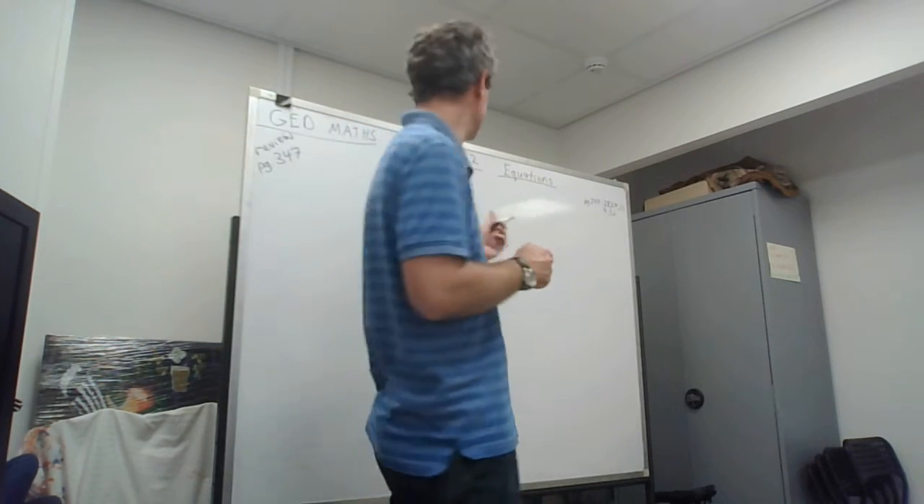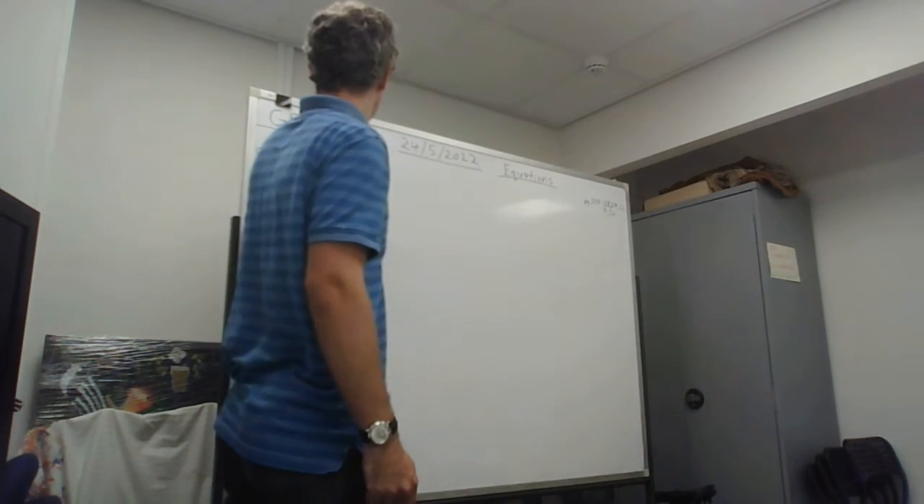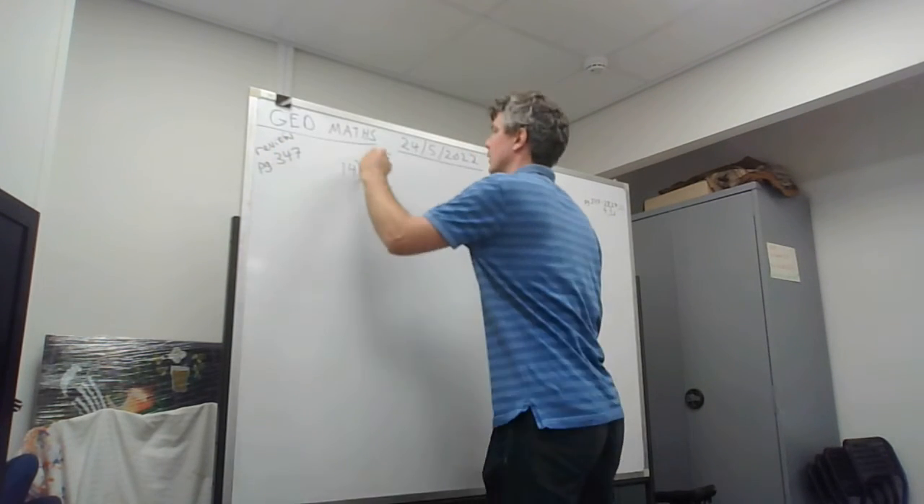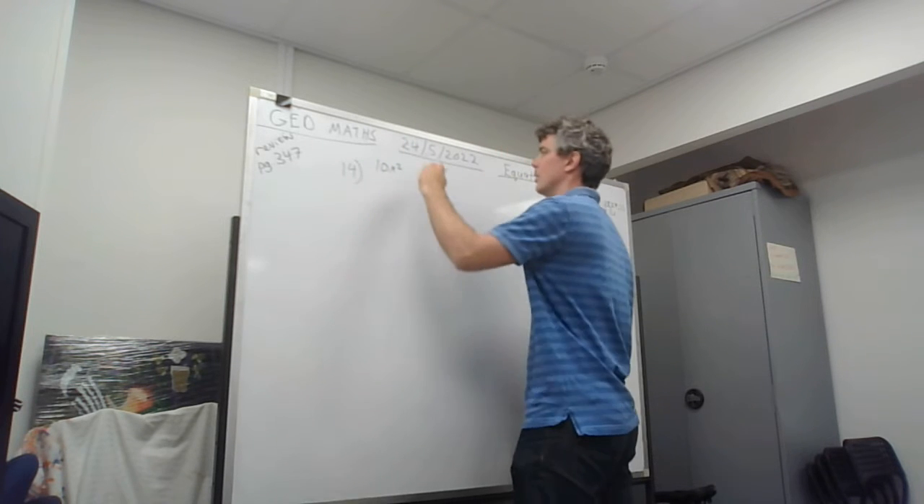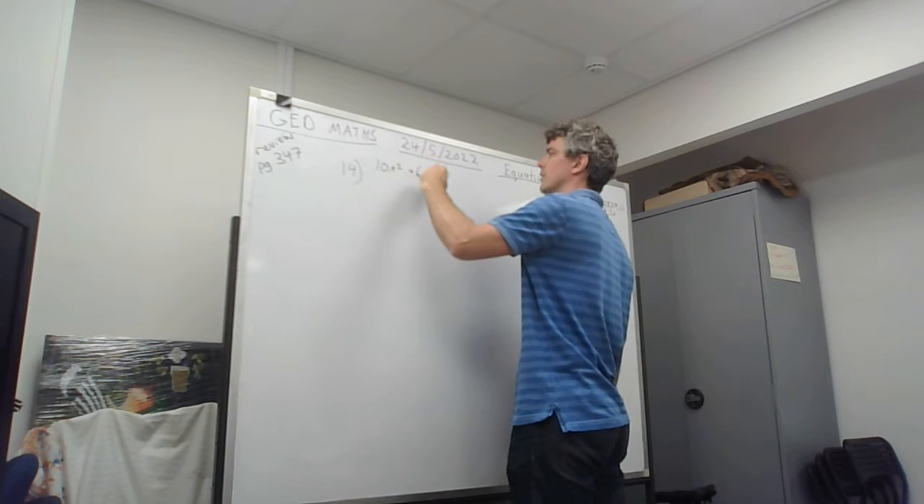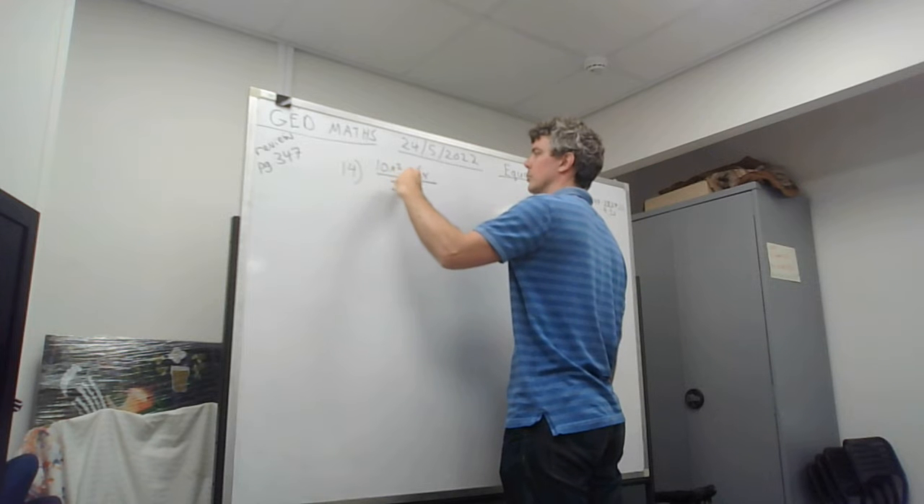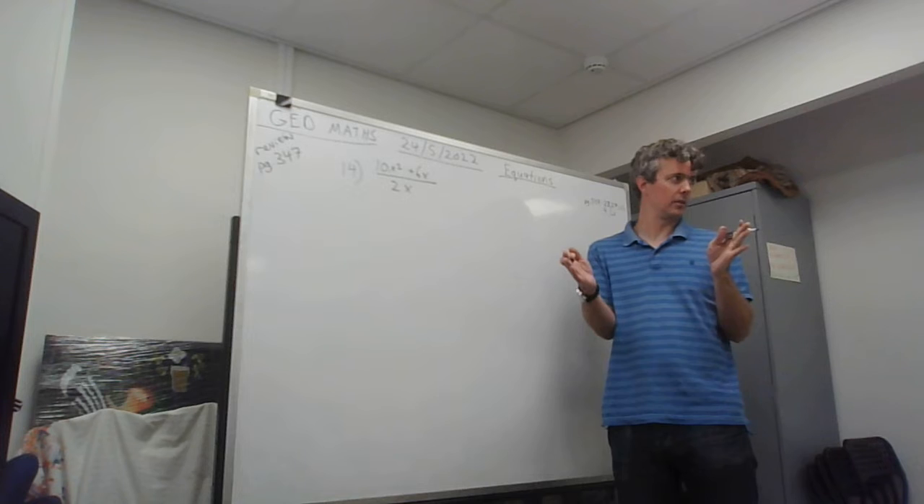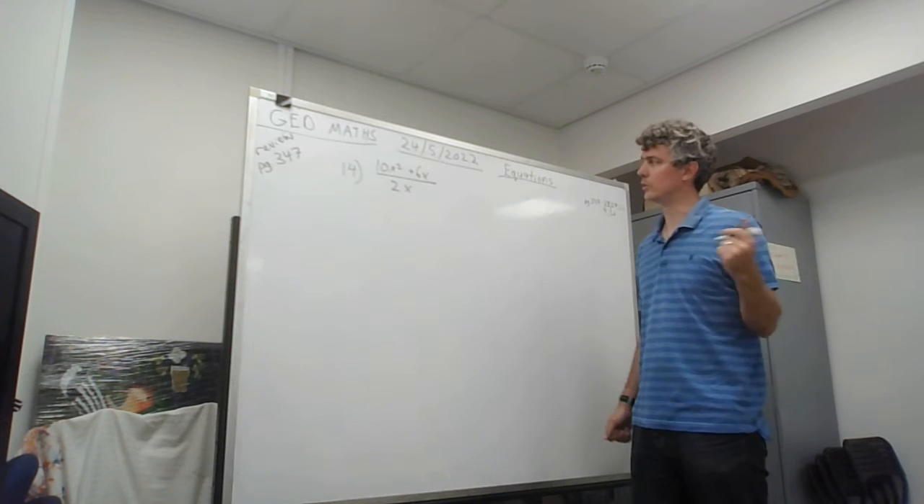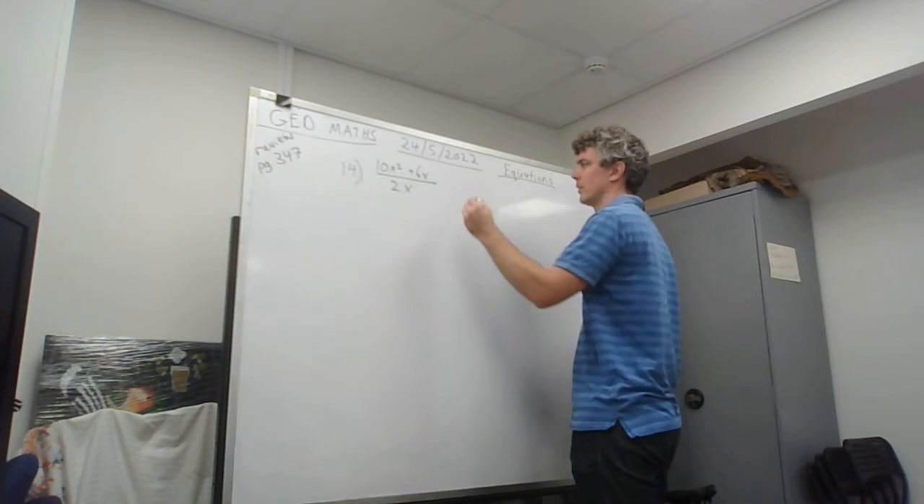So I'll do number 14. Number 14 is 10x squared plus 6x over 2x. So again, there's 2 ways to do it. You can switch them into separate fractions, or you could use a distributive property. I'll do fractions first, and then I'll do distributive property.